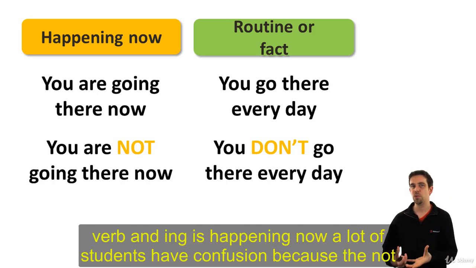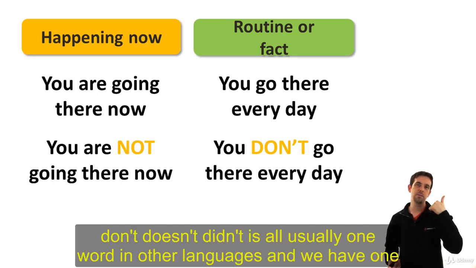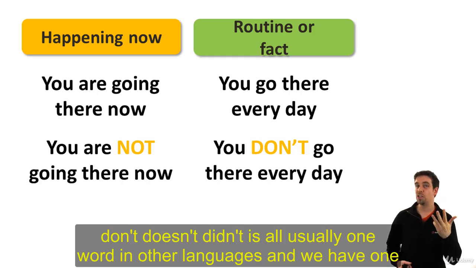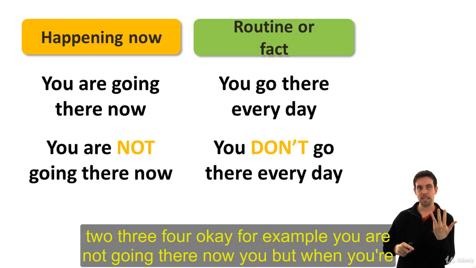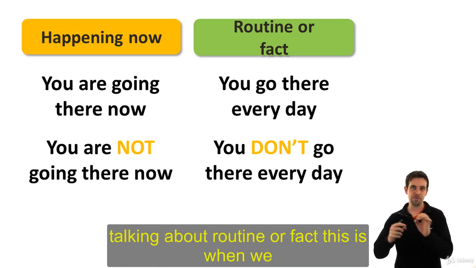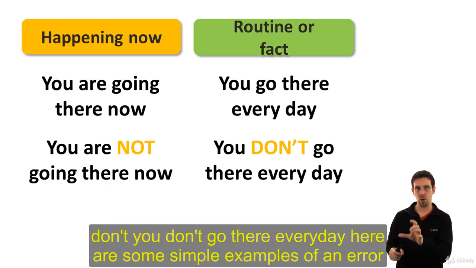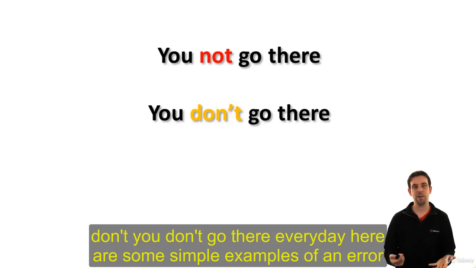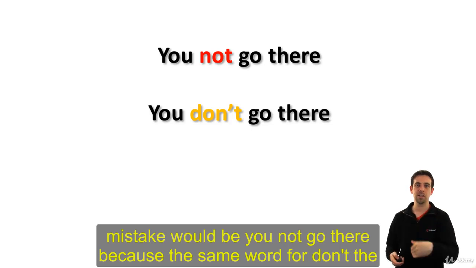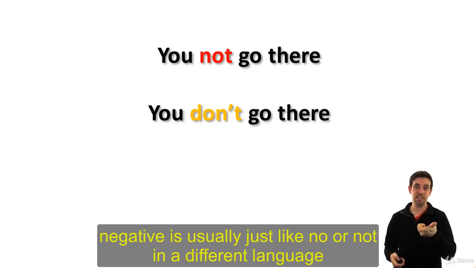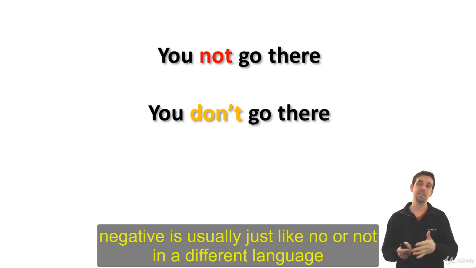A lot of students have confusion because the not, don't, doesn't, didn't is all usually one word in other languages. And we have 1, 2, 3, 4. Okay? For example, you are not going there now. But when you're talking about routine or fact, this is when we use don't. You don't go there every day. Here are just some simple examples of an error, right? The correct sentence is you don't go there every day. But a little normal mistake would be you not go there. Because the same word for don't, the negative, is usually just like no or not in a different language.